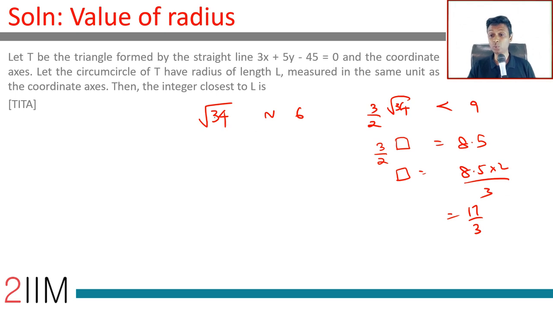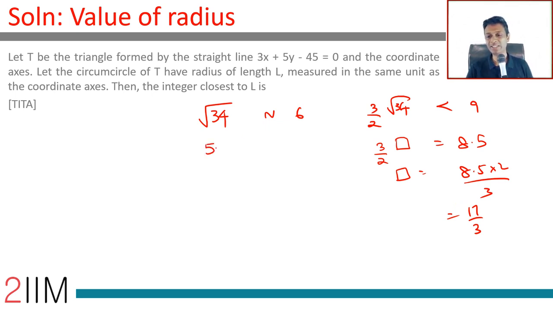The square root of 34 is more than 17 by 3. We are good. The number will round off to 9. If it is less than 17 by 3, it could round off to 8 also. Maybe 7. That we'll have to worry about later. I don't think it will go as low as 7. Right? So let's think about it.